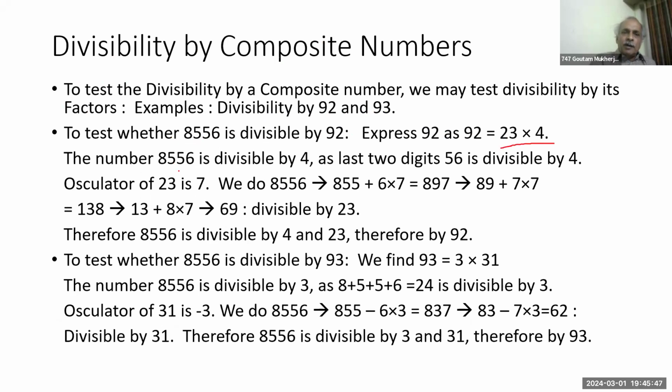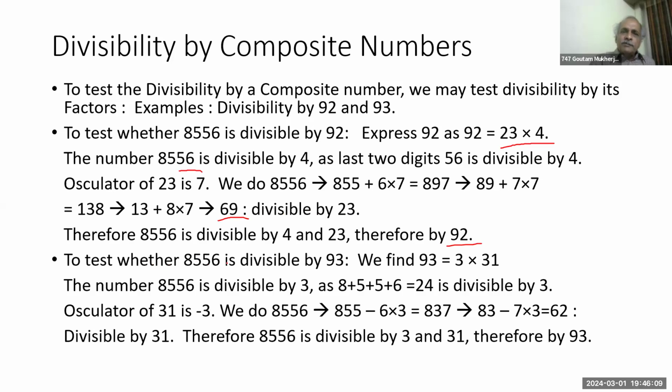This particular number is divisible by 4 because 56 is divisible by 4. And the oscillator of 23 is 7. So we go like that and find that it comes to 69, which is divisible by 23. Therefore it is divisible by 92 also.